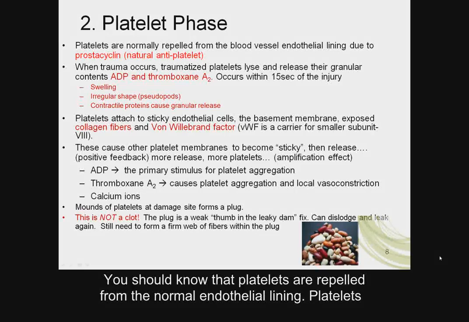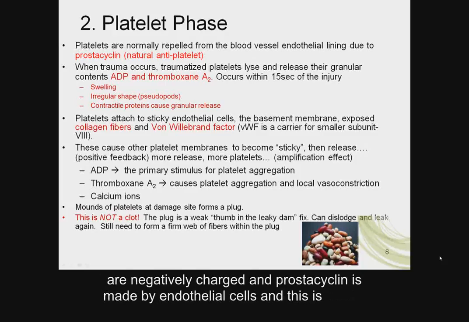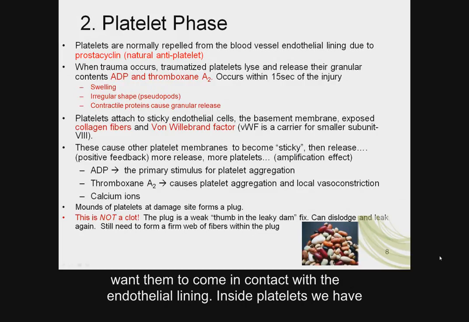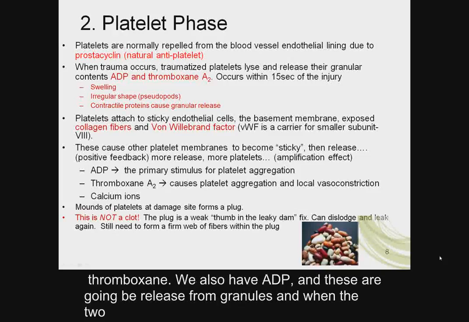All right, so what did you hear? You should know that platelets are repelled from the normal endothelial lining. Platelets are negatively charged, and prostacyclin is made by endothelial cells, and this is also negatively charged, which helps repel them away from the endothelial lining. We don't want platelets to come into contact with the endothelial lining.